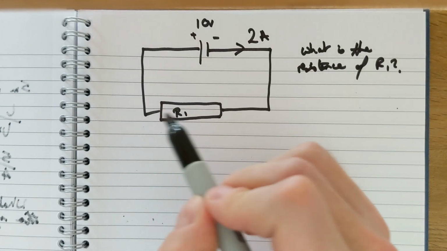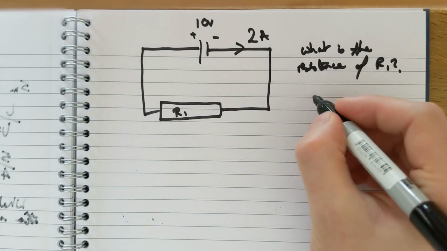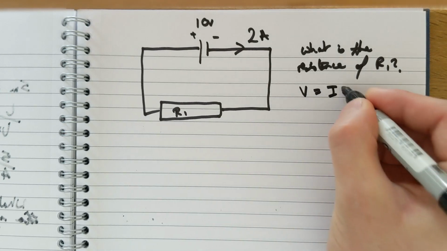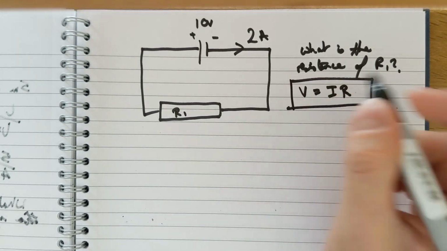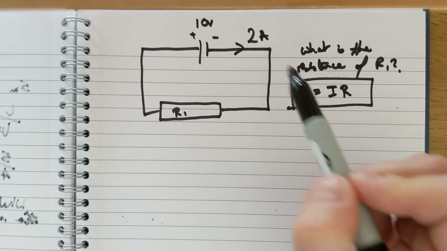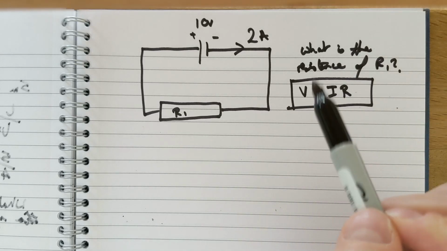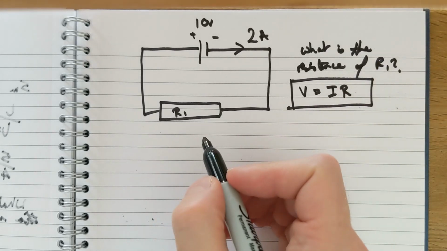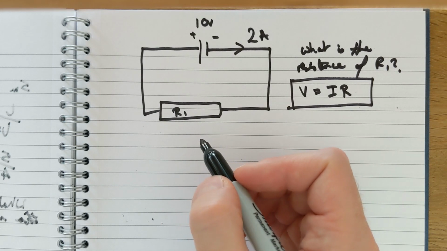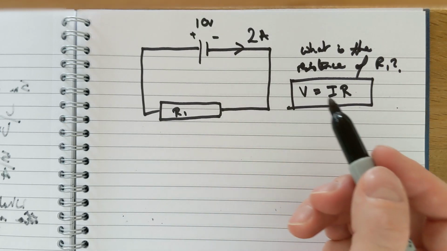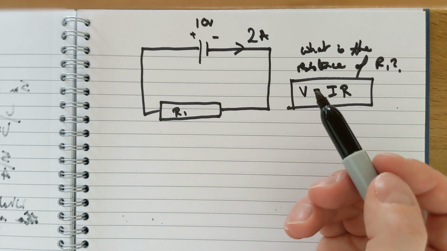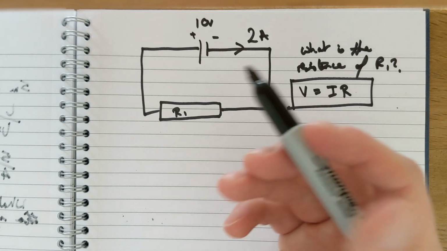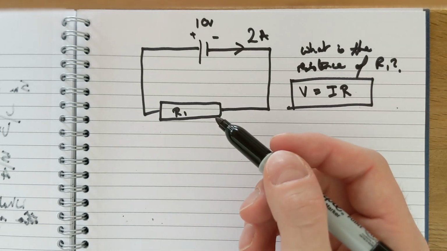The equation that defines this system is very simple. It's just Ohm's law, V equals IR. You could just plug in these values and work out R after a little bit of rearranging. But again, we'll use the per unit system just to show that it works and that you get exactly the same values as when you use the real values.